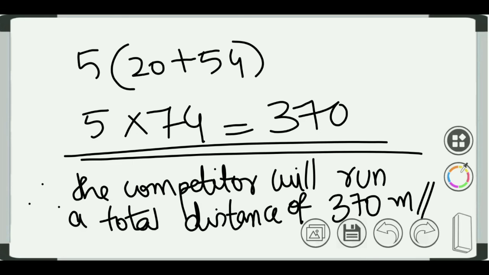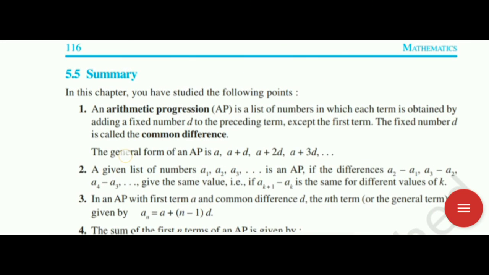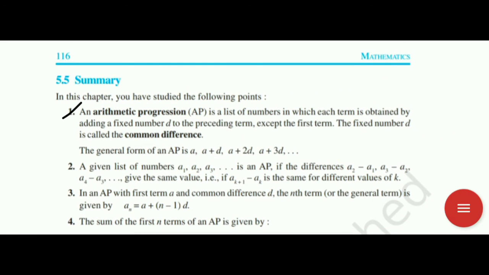Okay, this is a summary of the chapter. One by one we'll move. In this chapter, you have studied the following points. First one, an arithmetic progression is a list of numbers in which each term is obtained by adding a fixed number d to the preceding term except the first term. The fixed number d is called the common difference, that we know, because each term is obtained by what? Adding the common difference. We are adding the common difference and we are getting the next term. And what is this common difference? Any term minus the preceding term. That is what you call the common difference.